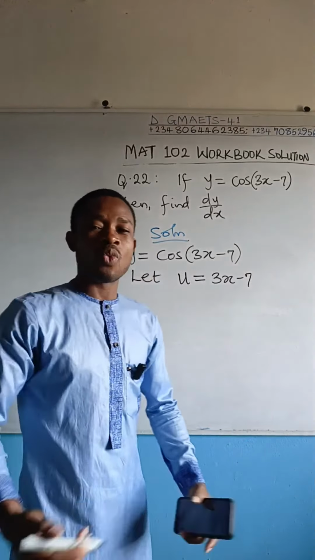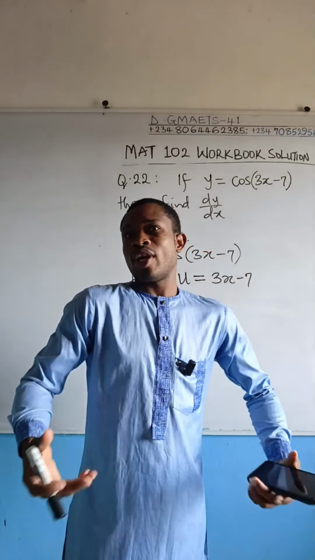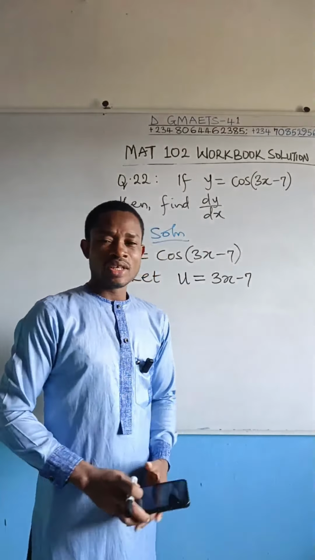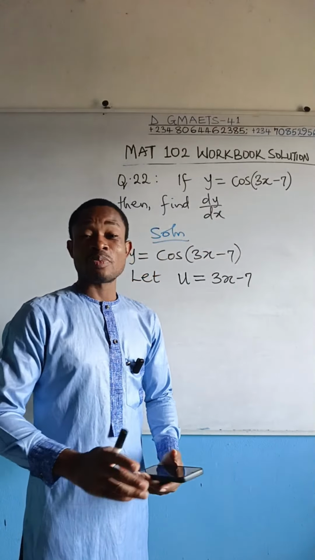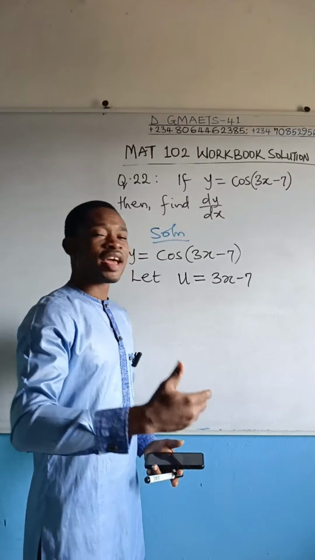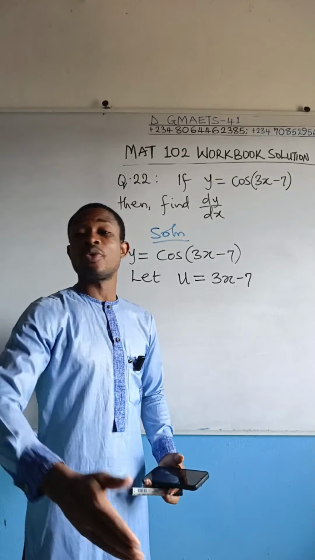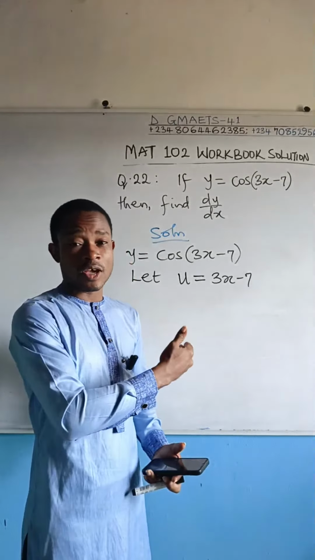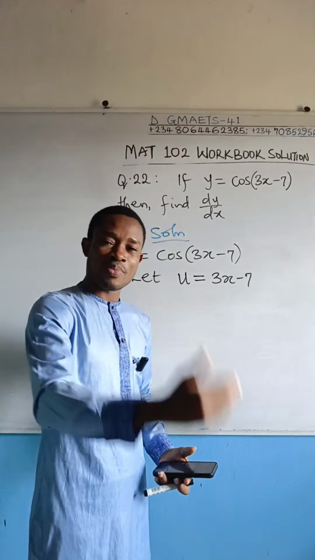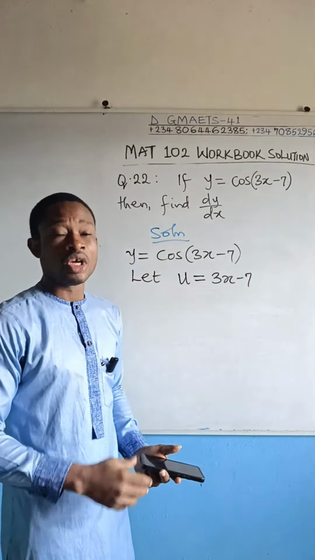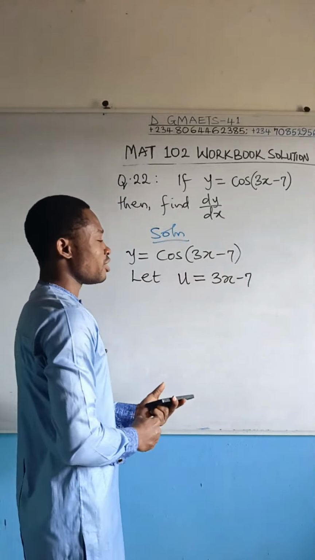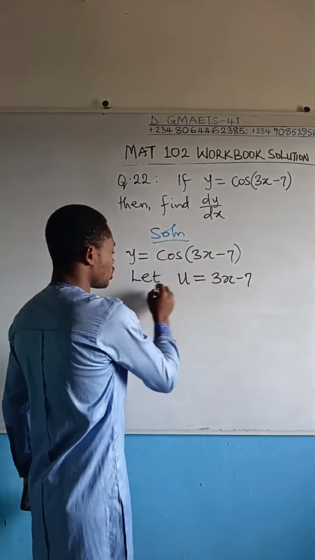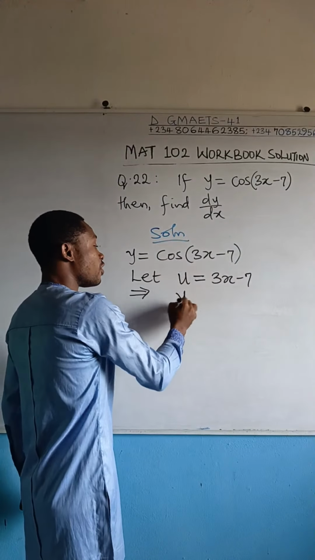And someone will be like, how will I know that u will be this 3x minus 7? It's simple. The major-minor concept already explains that. If I say cos 3x minus 7, the question would be, what did you pronounce first? What you pronounce first is your major function, which in this case is cos. And what you pronounce next is your minor function, which is your 3x minus 7.